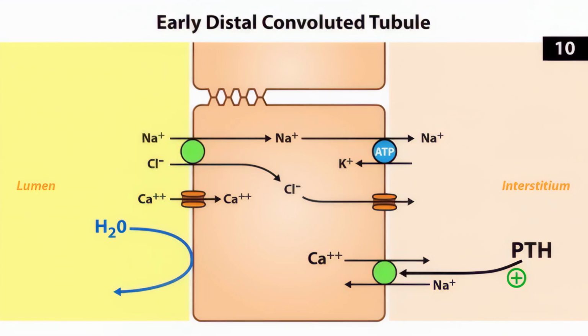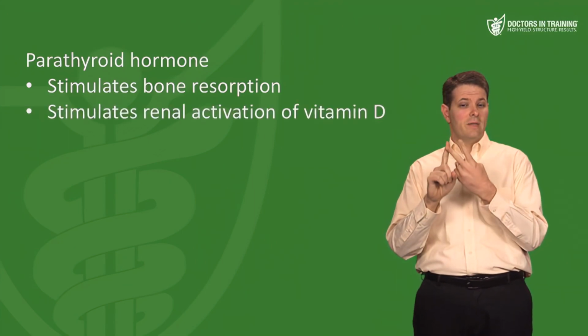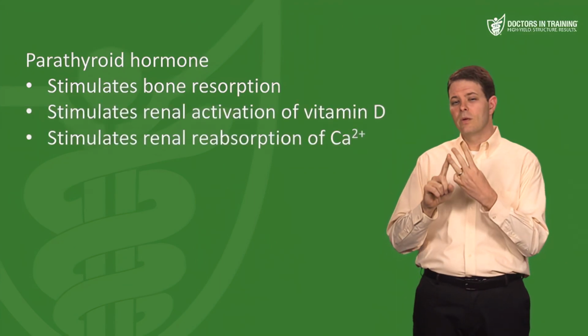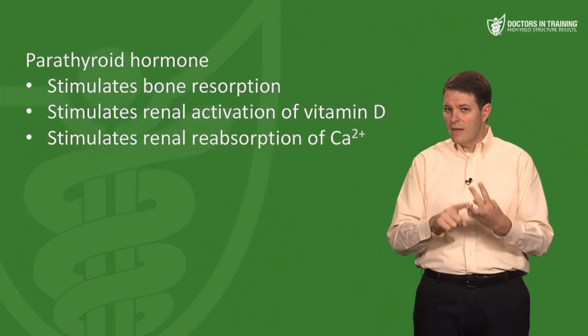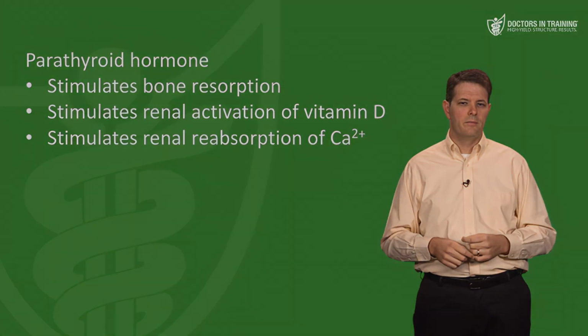The early distal tubule is generally impermeable to water, not always, but generally. But the main thing I want you to know is that calcium reabsorption in the early distal tubule is under the control of parathyroid hormone. There are three main mechanisms by which PTH raises serum calcium levels. It stimulates bone reabsorption, it stimulates the renal activation of vitamin D, and it stimulates renal reabsorption of calcium. And this is where that takes place, in the distal convoluted tubule. Make sure you know that.